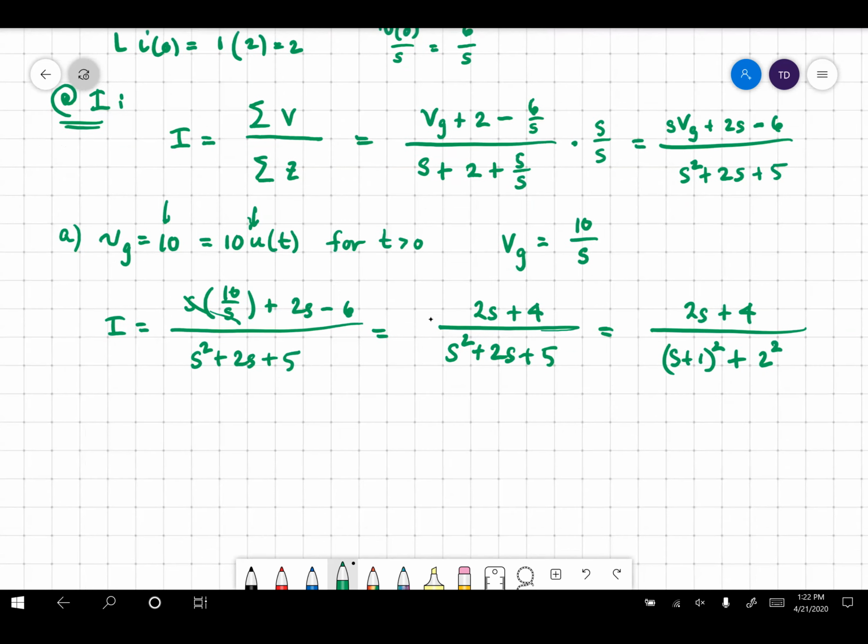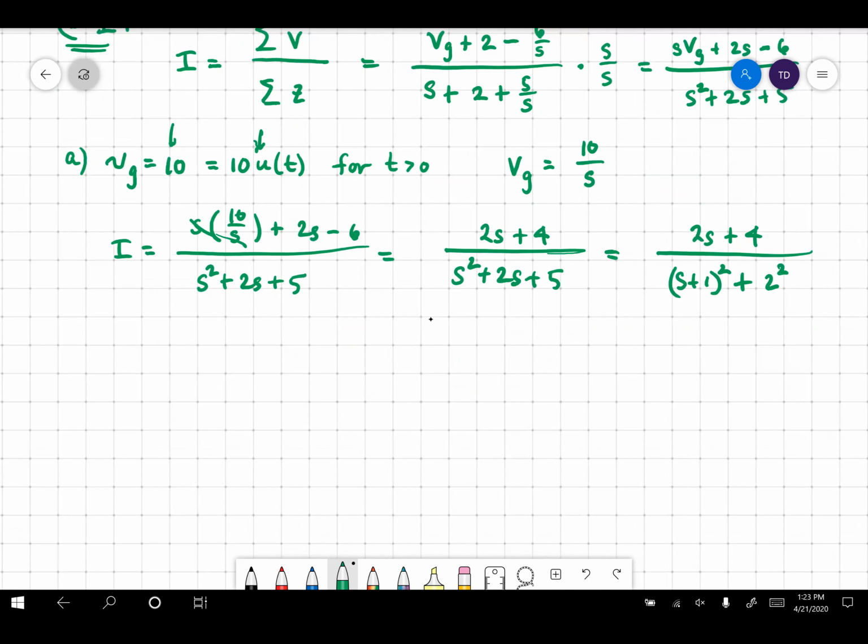So now we have to do the partial fraction expansion. We have two choices. One is to use the complex numbers and do it that way. Or two is to recognize this thing is ready to go, ready to be expanded. There's only one complex term in the denominator. They're complex conjugates.